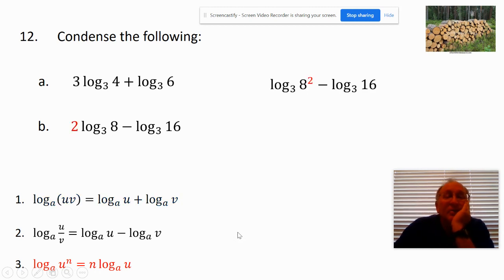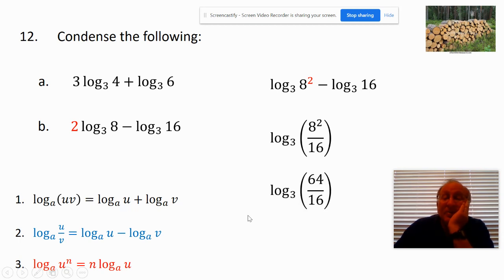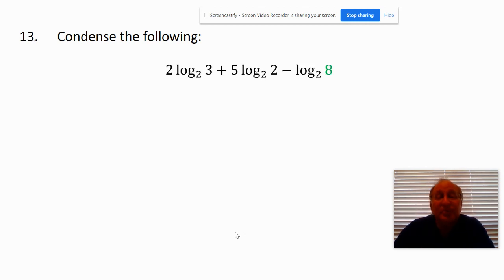All right. So same thing here. I'm going to move the 2 onto the 8. They're both log 3s, but instead of a minus, that means it's a divide. So I'd have 8 squared over 16, which is 64 over 16, which is a 4. All right. That's just condensing them down to something simple.